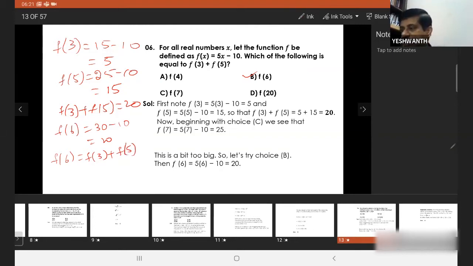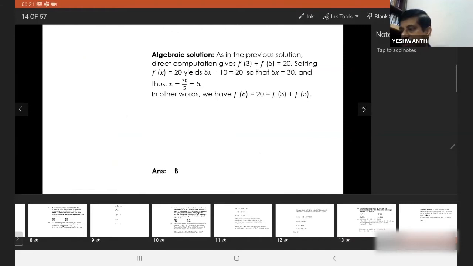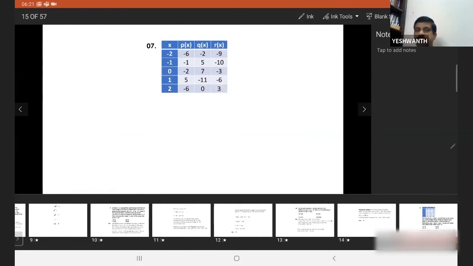Okay, children, let us go to the next question. Look at this. Here he has given three functions: P of x, Q of x, and R of x. These are the three functions which are given. When x is minus 2, P of x is minus 6, Q of x is minus 2, R of x is minus 9. Similarly, when x is minus 1, P of minus 1 is minus 1, Q of minus 1 is 5, R of minus 1 is minus 10. In the same way, you have three functional values when x is 0, 1 and 2.